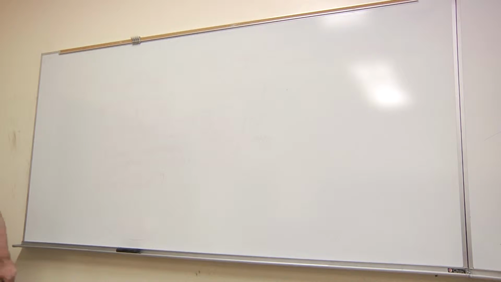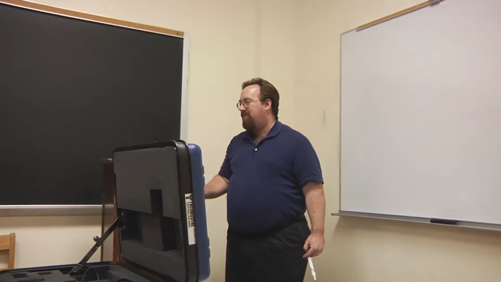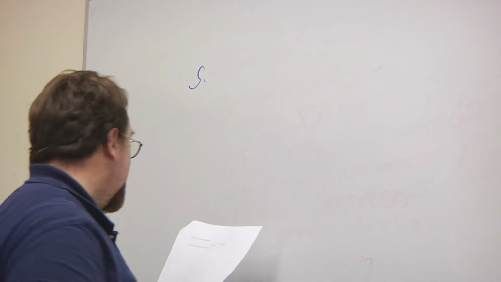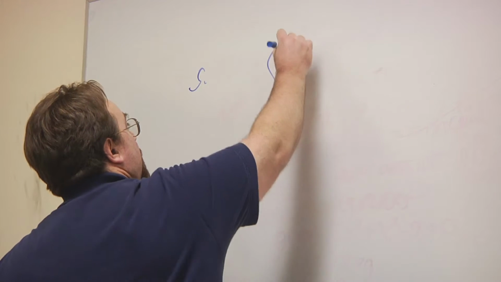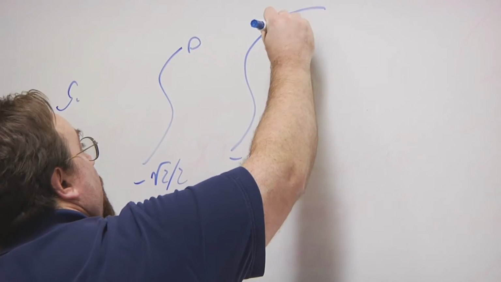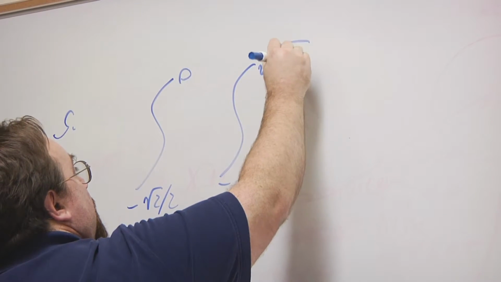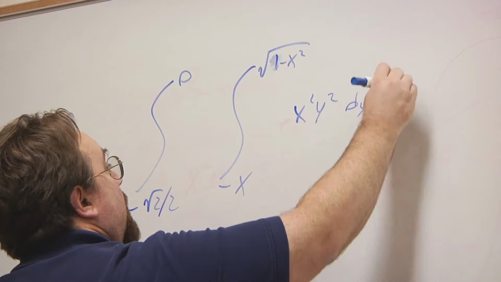Alright. Now, number 5, see there's this constant a in there. I meant to fill in a specific value, I just forgot. So, it's perfectly fine if you just want to set a equal 1. It doesn't really matter. So we have minus root 2 over 2 to 0, minus x to square root of 1 minus x squared, x squared, y squared, dy dx.